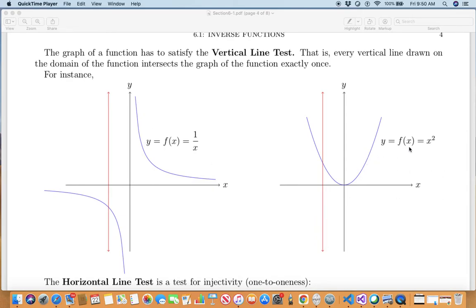Here is another graph, y equals f(x), that is x squared, y equals x squared. Every vertical line meets this graph only once. So that tells me my graph is the graph of a function. Why does that say so? It says for every x, there is one and only one y. That's why it has to meet your graph only once. So the vertical line test is the test to determine whether the graph you are given is that of a function.